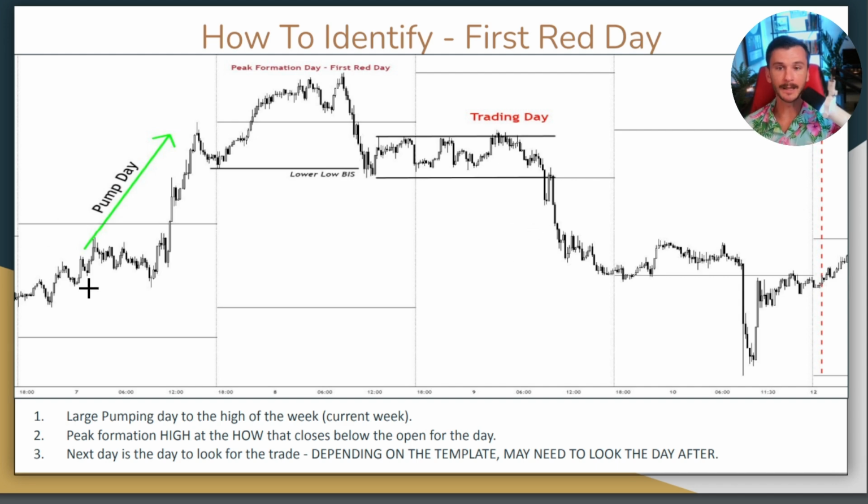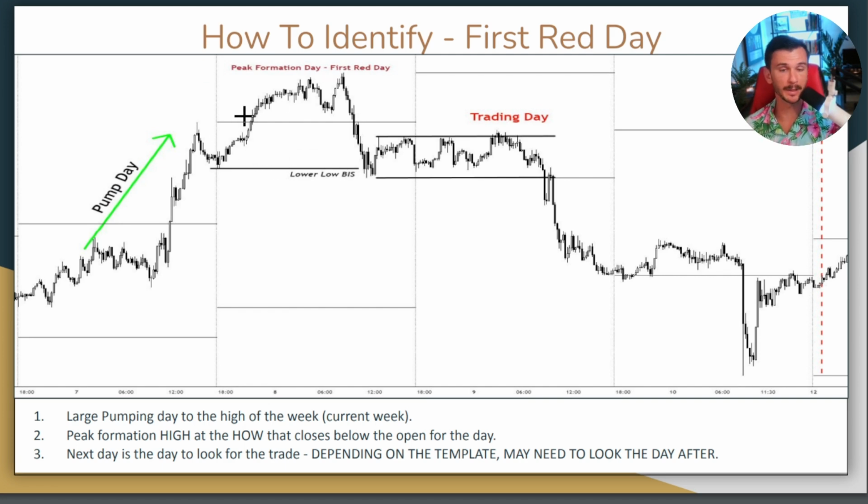So A for a first red day is going to be the pump day. Now this could be multiple days of pump or some kind of move that blows off in a direction and leaves a larger space below, where price currently sits, for the market to fall back down through. So over here, A is a large pumping day, a day that they have broken out and closed, they've gone vertical. Awesome. That's the first part of the equation.